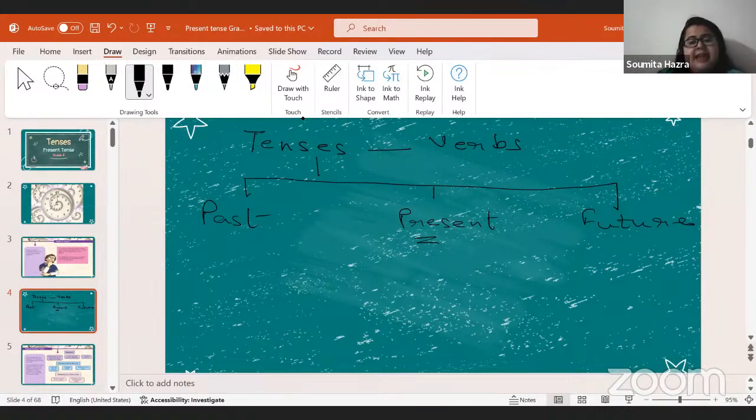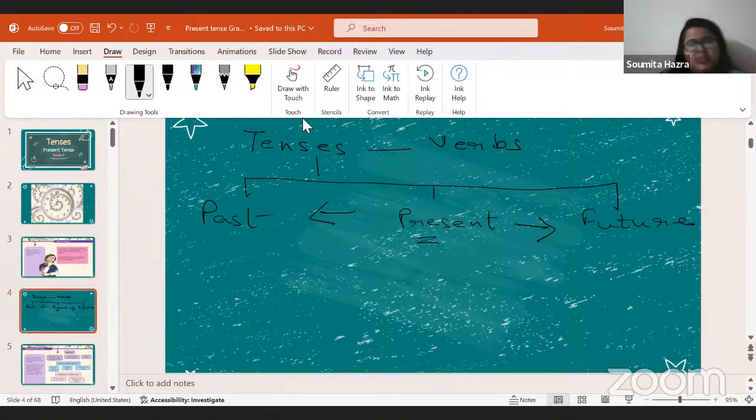Acha, past tense, anything that has already happened in the past. It might have happened yesterday or 2 years before. Anything that has happened, or today also. If something has happened 1 hour ago, it is past. Ho chuka hai, past. And future, something that is going to happen in future. Abhi tak nahi hua hai, it will happen tomorrow. So in that case, it is future tense. That's it.